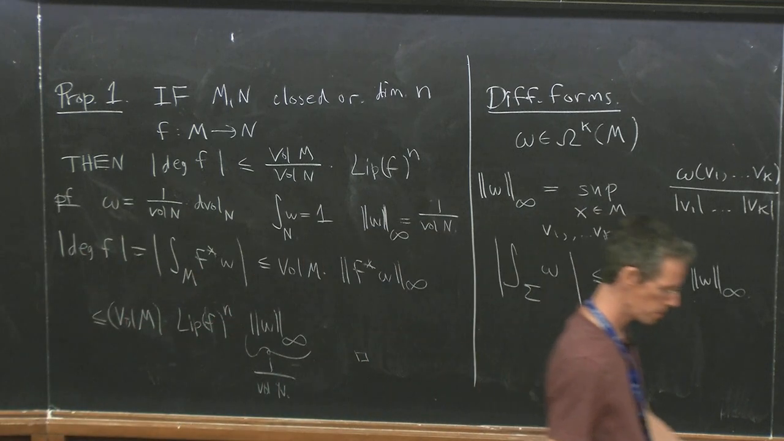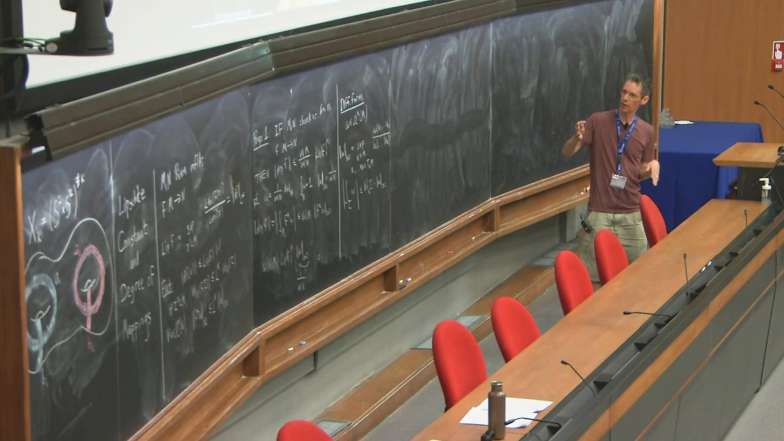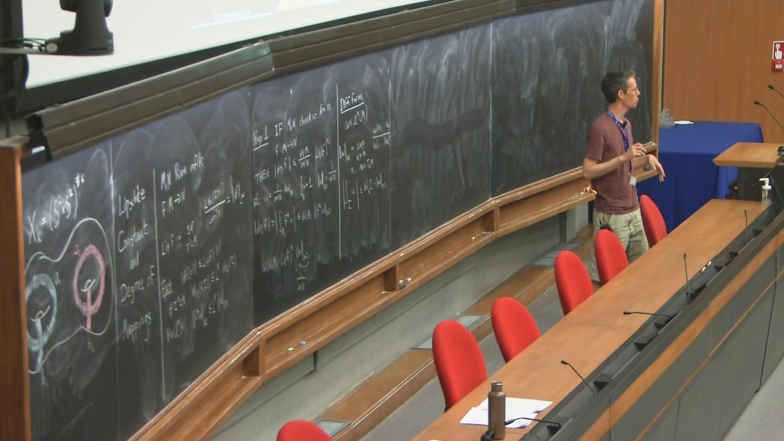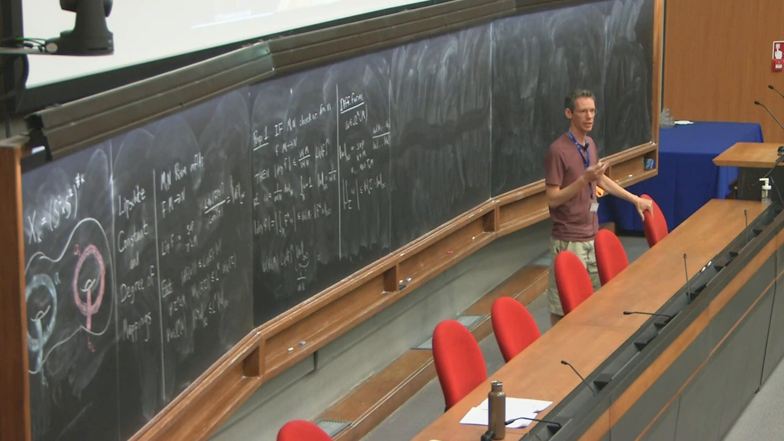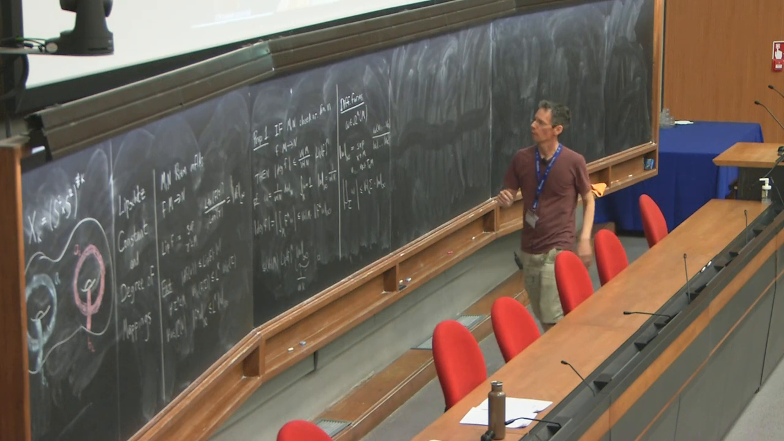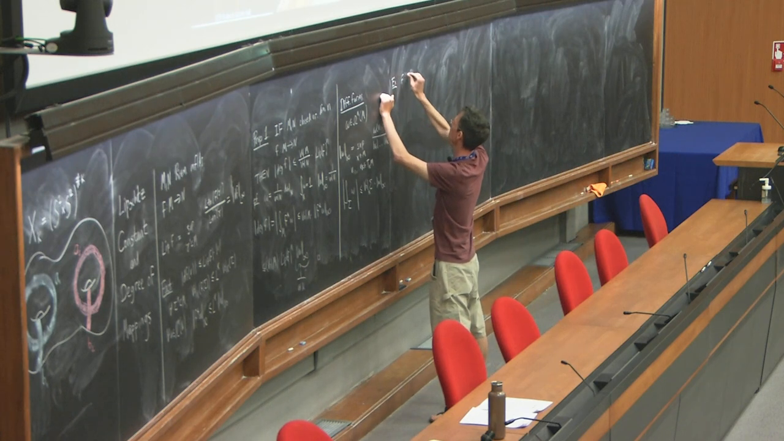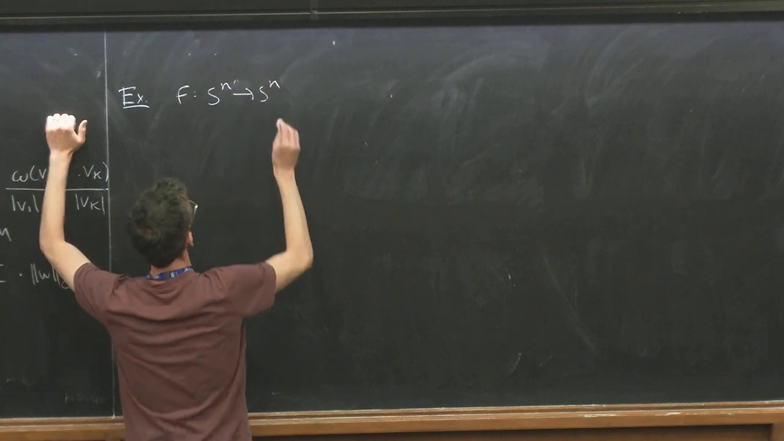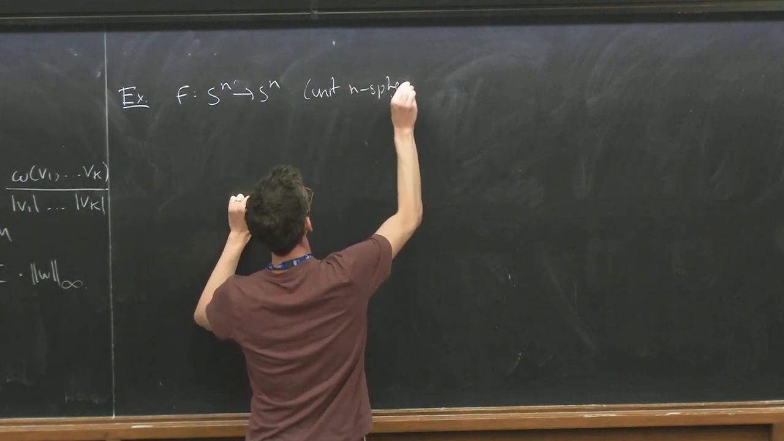Okay, so the question that I want to talk with you about today is how accurate, how sharp is this basic upper bound on the degree? This question was raised by Gromov in the 70s, and he worked out a few interesting examples, and later he came up with some questions. So for example, what happens if we're thinking about maps from S^n to itself? Let's say these are the unit n-sphere. How accurate is this bound?